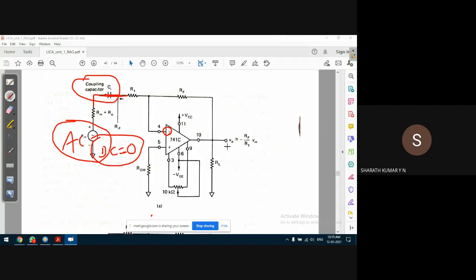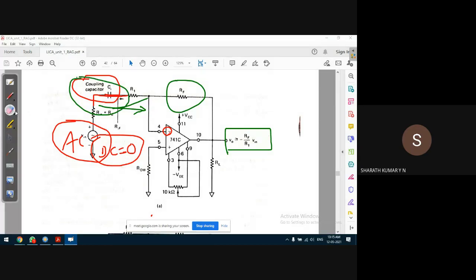Inverting amplifier: the output function remains the same. That is, gain is minus RF by R1, that is, the feedback resistor by the input resistor, times VIN. This doesn't change. The only thing is that this helps in preventing the DC component from getting into the circuit. But this will modify the operation of the circuit, which we'll discuss next.